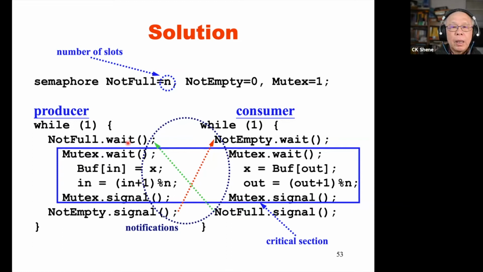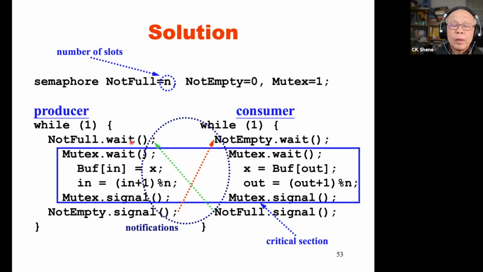So let's say, what should be the initial value of not full? If the initial value of not full is 1, then only one producer can pass through and deposit and signal. And only one consumer can get through not empty. And then finally signals not full, allowing the next producer to go.